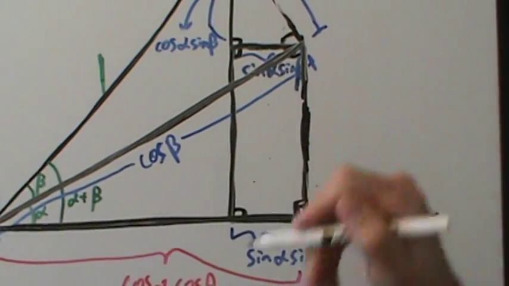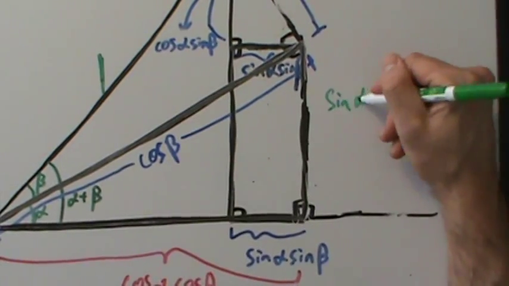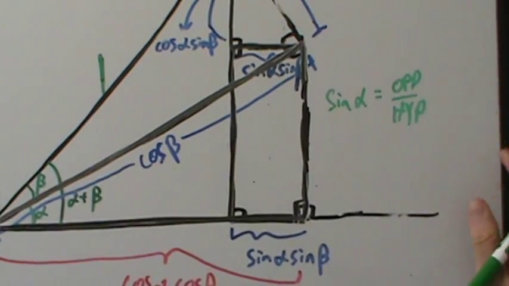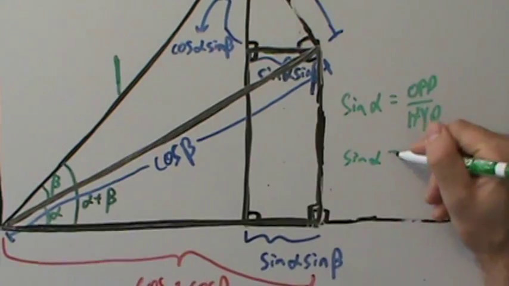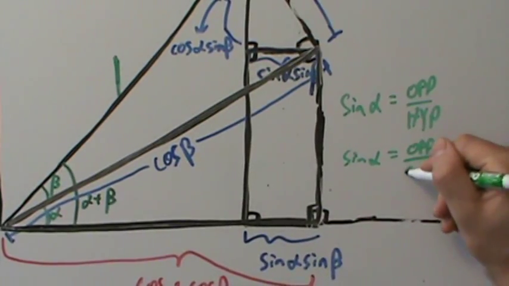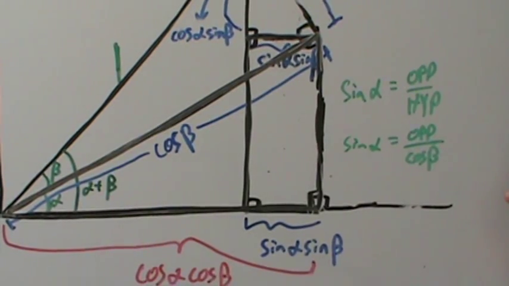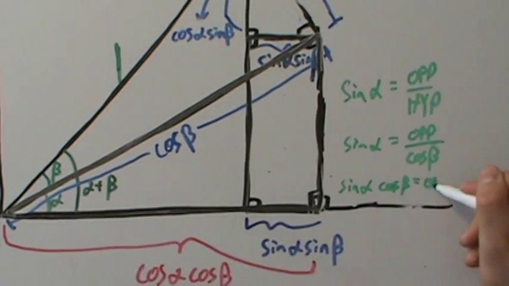Now we'll do the exact same thing, but now we use the sine to get the opposite side. So the sine of alpha equals opposite divided by hypotenuse. But the hypotenuse is the cosine of beta, so the sine of alpha equals opposite divided by the cosine of beta. Multiply both sides by the cosine of beta, so we have sine of alpha cosine of beta equals the opposite side.